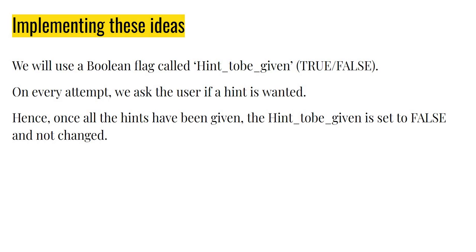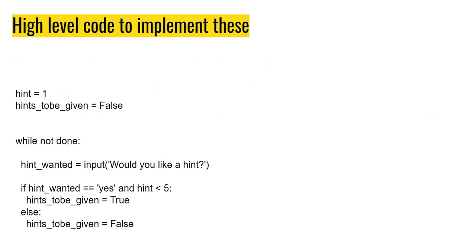So let's see at a high level what we are going to do. So here's the code that I'm going to do. I'm going to use, let's say, hint as a number 1. Hints to be given is false. Again, I come into my loop. First thing first, I ask my player, well, would you like a hint? If the hint wanted is yes, which means the player responds yes, and I have not given all the 4 hints, which is, I say hint less than 5, then I say, okay, I'm going to give you a hint. Otherwise, there'll be no hint provided.